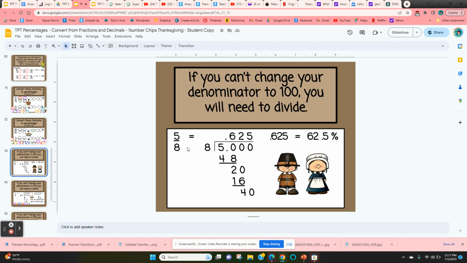Now, sometimes they can't convert their fractions to a decimal with 100 in the denominator. They can't simplify it, they can't convert it, so the only thing left to do would be to divide. So fractions are division. So this is 5 divided by 8, and they can see that they get 625 thousandths when they divide, move the decimal point 2 places to the right, and that gives them 62.5%.